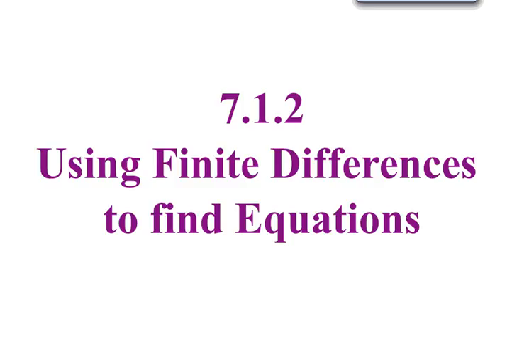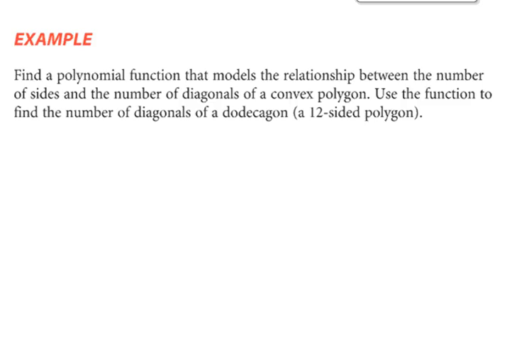This is section 7.1, using finite differences to find equations. Here's the example we're going to work through. It models the relationship between the number of sides and the number of diagonals of a convex polygon. Use the function to find the number of diagonals of a dodecagon, a 12-sided polygon.